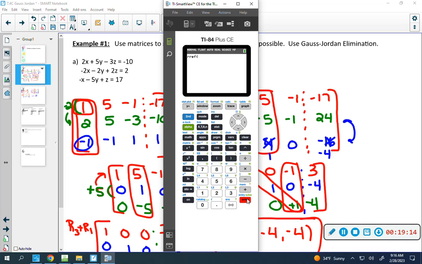And now I have to tell it which matrix. Well, I did my matrix as A. I'm guessing you did matrix A too. So second matrix, A is already selected. I just hit enter, and then I hit enter again. And there are the answers we got. So we could have done this the whole time. Why didn't you teach me this the first time? So why did I get a different answer?